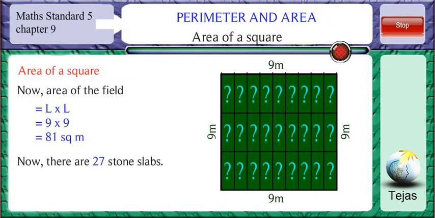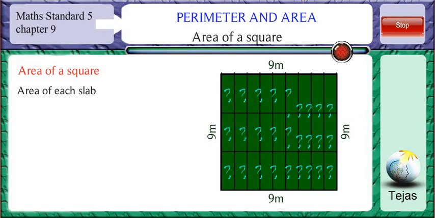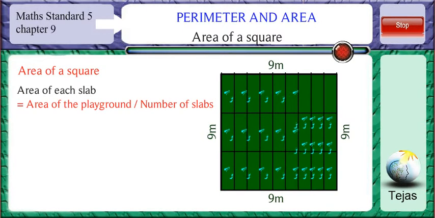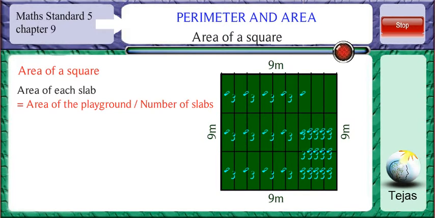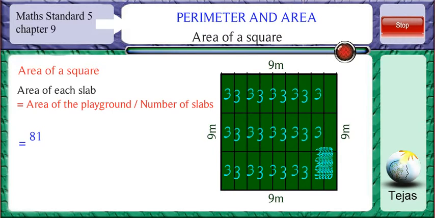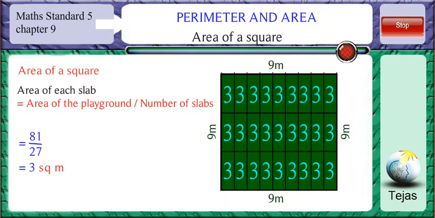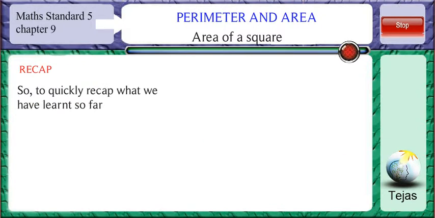There are 27 stone slabs. The area of each slab is equal to the area of the playground divided by the number of slabs, which is equal to 81 divided by 27, and that is equal to 3 square meters. So the area of each slab is 3 square meters.